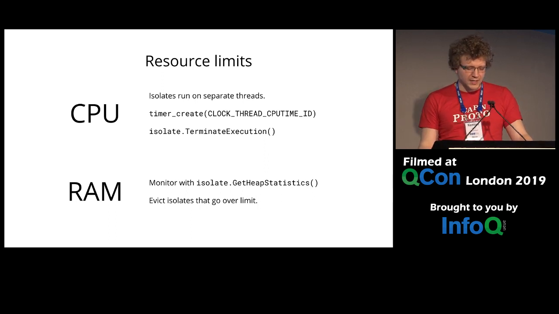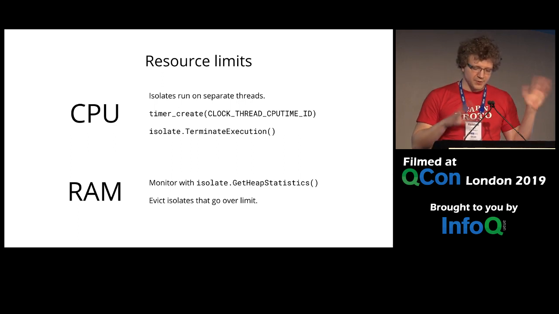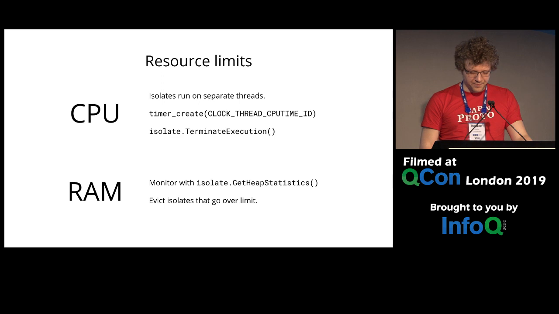This works in conjunction with the CPU time limit, because generally you can't allocate a whole lot of data without spending some CPU time on that, at least not JavaScript objects. Typed arrays are something different, but it's a long story.